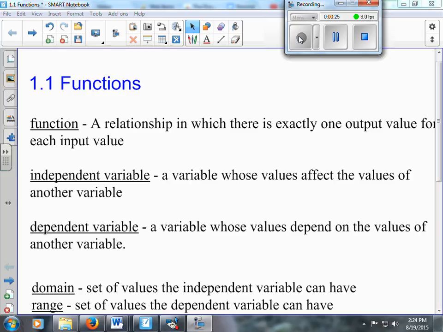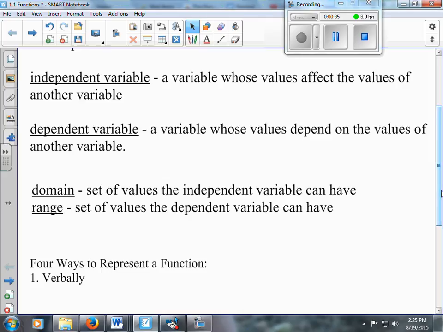The independent variable, these are the input values. They're the values whose value affects another variable's value. The dependent variable, those are the outputs. This is the one whose value depends on the other one.